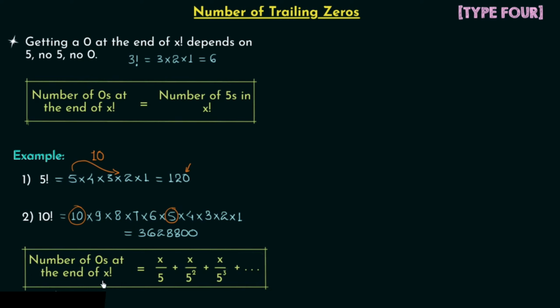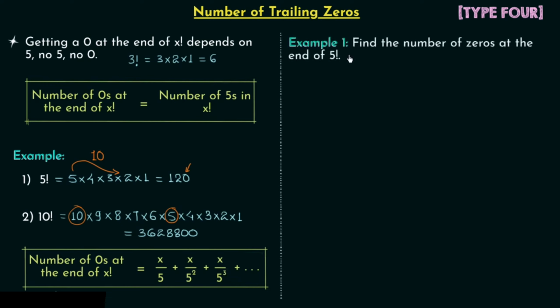The zeros at the end of x factorial will be equal to x over 5 plus x over 5 squared plus x over 5 cubed and so on. And in this, we will be finding the integral sum. That means we are going to add the integer values from these divisions. Now let us solve one example problem to apply this formula.